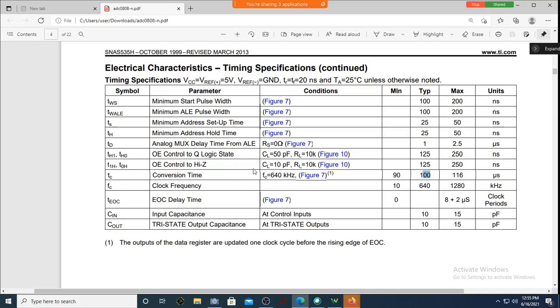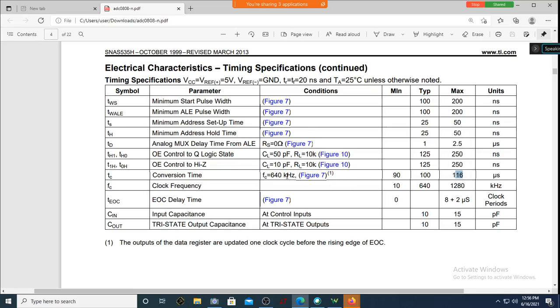Is it fine? If the frequency of the clock is 640 kilohertz, the typical time taken is 100 microseconds. That is typical. Minimum it can take 90 and maximum it can take 116 microseconds. So typically 100 microseconds means how many cycles are required? It requires 64 cycles.